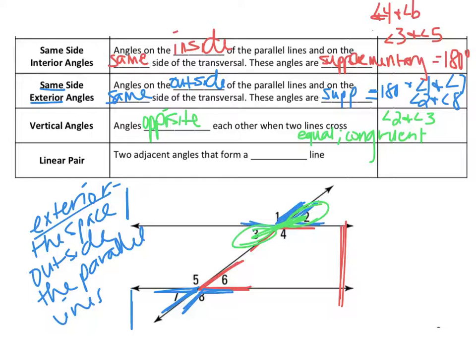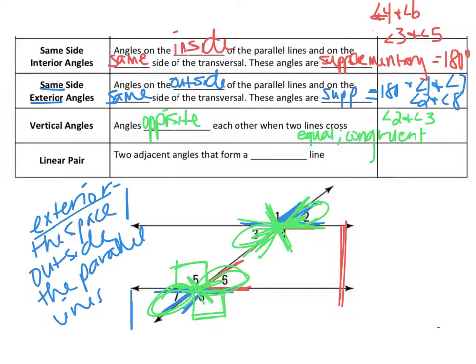Another set of vertical angles would be angle 7 and angle 6. Another set would be angle 5 and angle 8. So again, any set of angles that are opposite of one another and have the same measurement would obviously be equivalent or congruent.